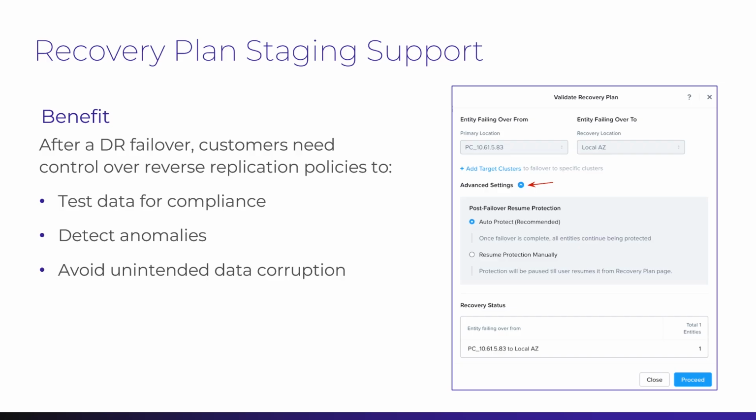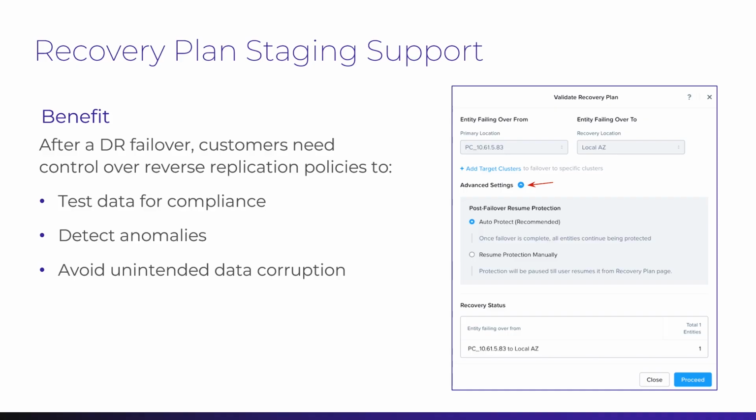After a failover, organizations need control over when reverse replication starts to ensure only validated and approved data is being synced back to the primary site. This feature is required so that organizations can test the data for compliance and any anomaly detection occurs before reverse replication is started. Currently, the reverse replication happens automatically, which can conflict with compliance, data validation, and customer DR policies.